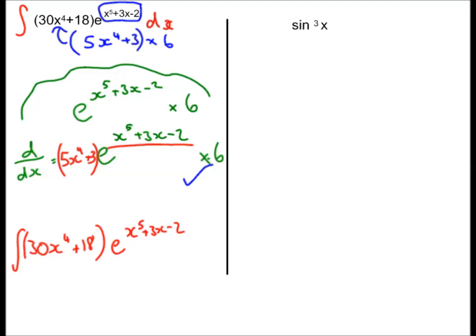this nice polynomial, is equal to 6 lots of 5x to the power 4 plus 3 e to the power x to the power 5 plus 3x minus 2 plus c, because it would be really silly to forget the plus c.